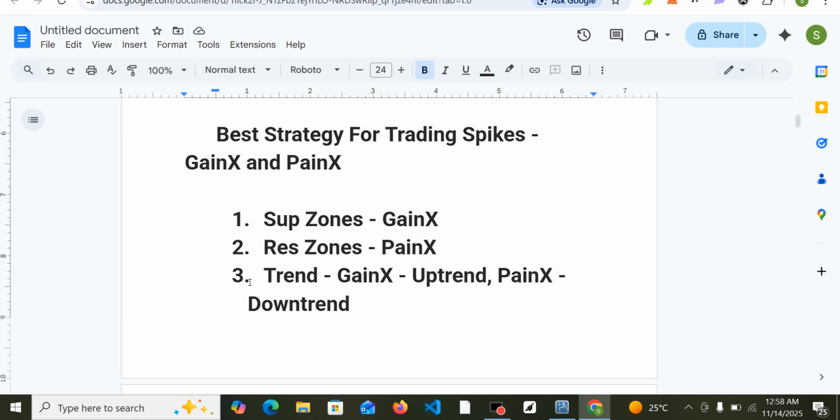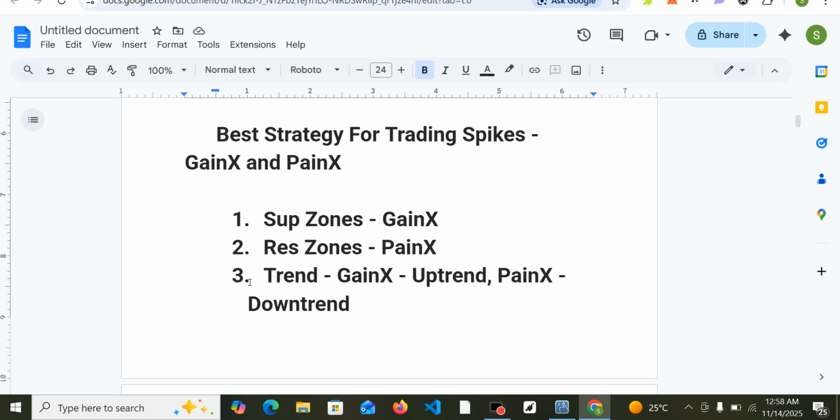Okay, for Gain X, it should be when the market is on uptrend. When the market is on uptrend, all the support zones are very, very important. I'm going to say that again. When the market is on uptrend, all the support zones are very, very important for you to trade spikes under Gain X.